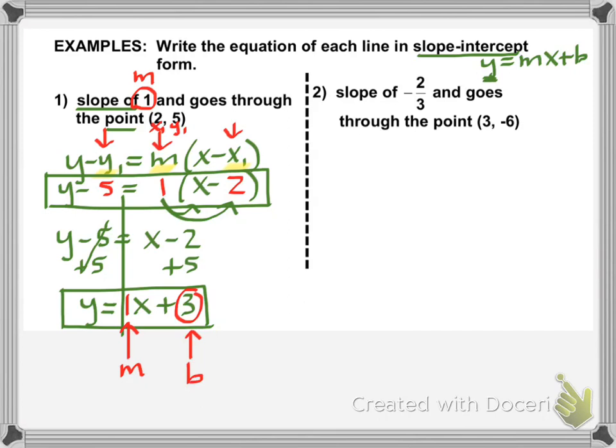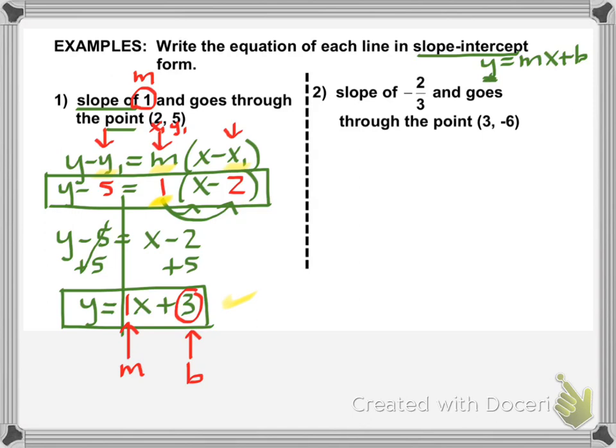Okay? Notice, I could see my slope in point-slope form, right? But I couldn't see the b. So the b can only be seen in this form right here, in slope-intercept form. All right, let's go ahead and try that again.